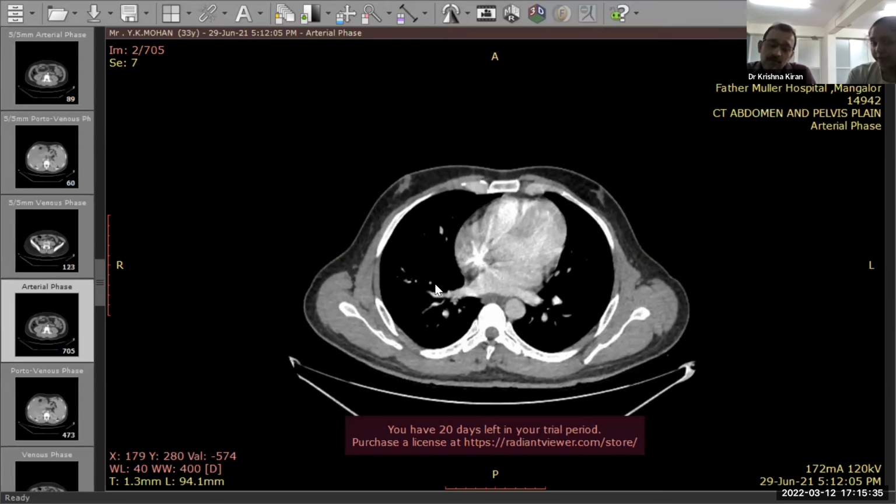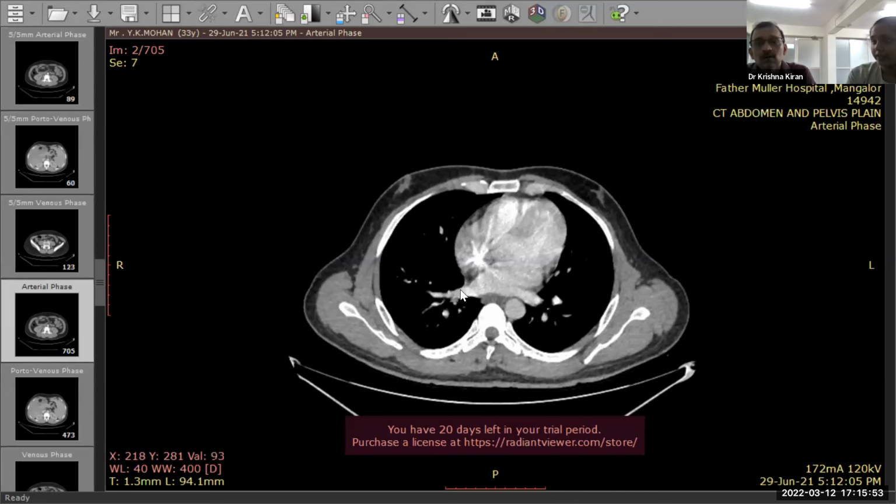Then we have the portal phase. What time is the portal phase? Around 50 to 60 seconds. Around 70 to 80 seconds. 70 to 80 roughly, seconds. So in this, there is maximum enhancement of the hepatic parenchyma, and then there is equilibrium phase, which is done at around 6 to 7 minutes.